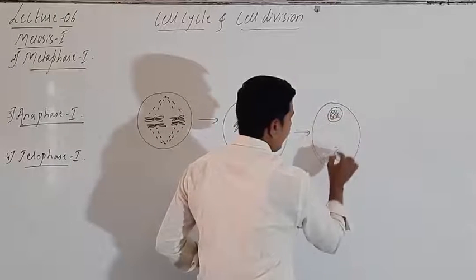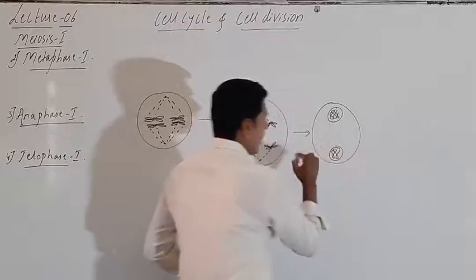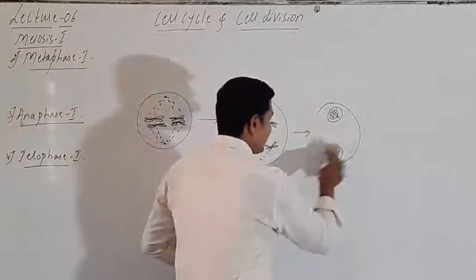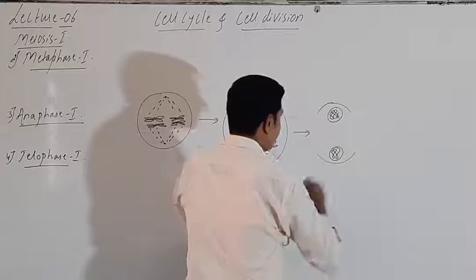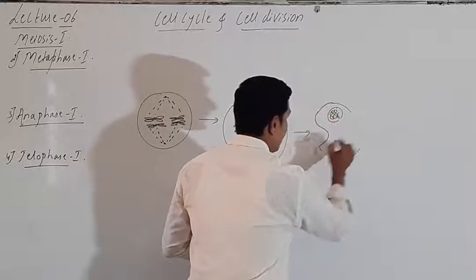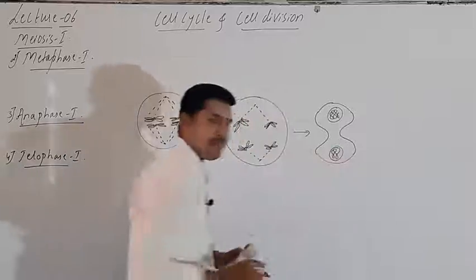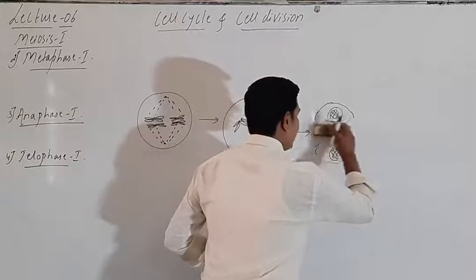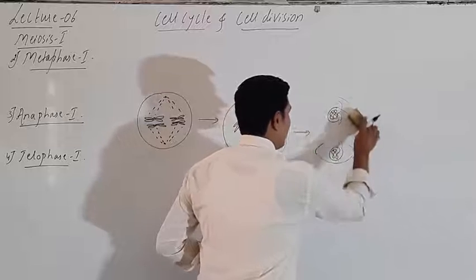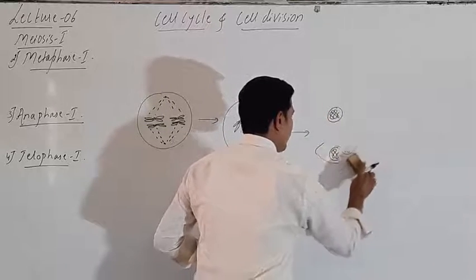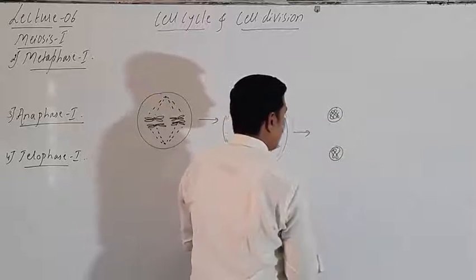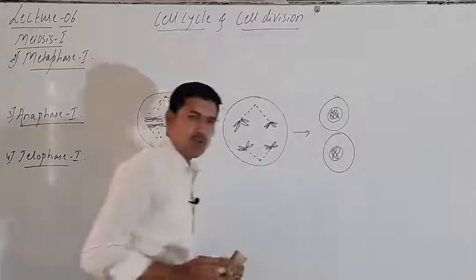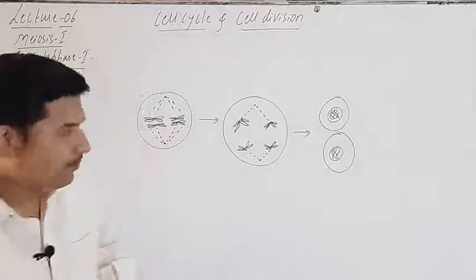Then after movement there is a cytokinesis. That means the cell starts to divide with the help of a cleavage furrow. Then finally the furrow gets totally deepened to form into what? Two cells. Finally it forms into two cells.